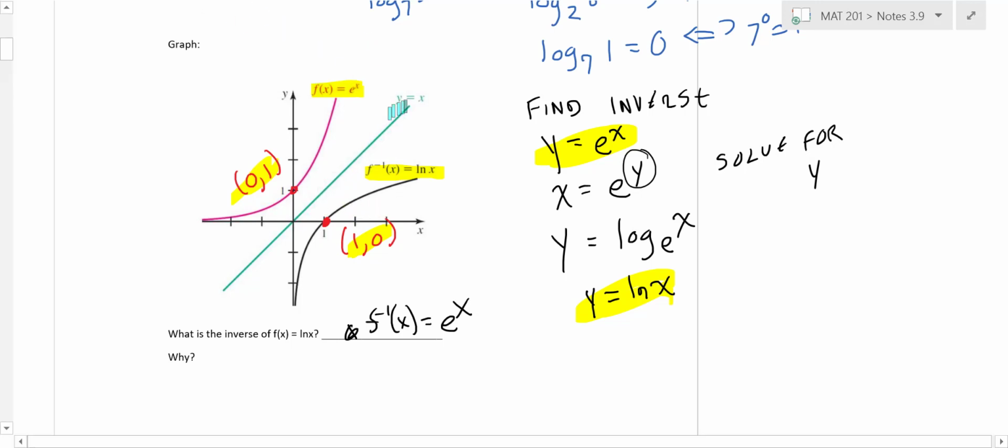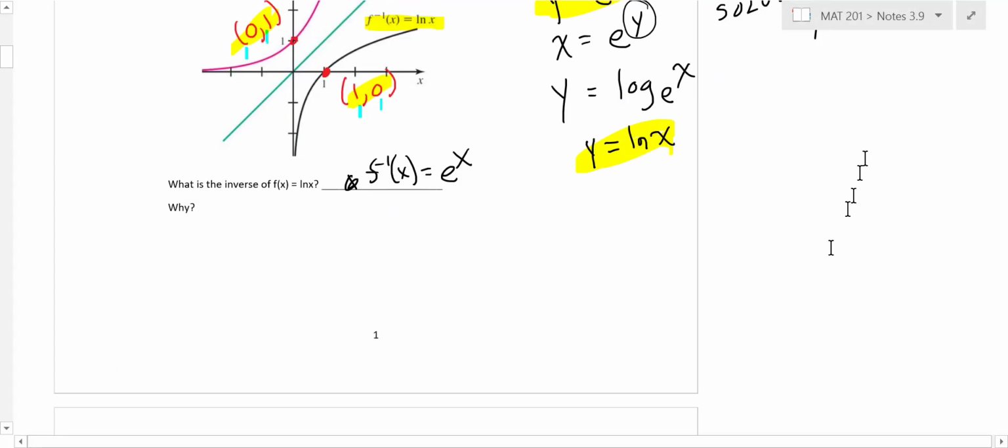And then the other thing is it's symmetric about this line y equals x. So if you can imagine folding your paper across that line, they would match, wouldn't they? And the reason is because those points are backwards. That's what causes that symmetry, okay? So that would be the idea.